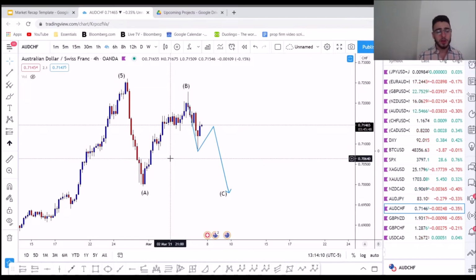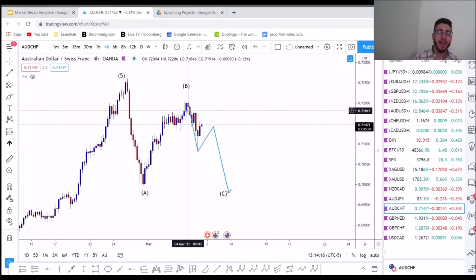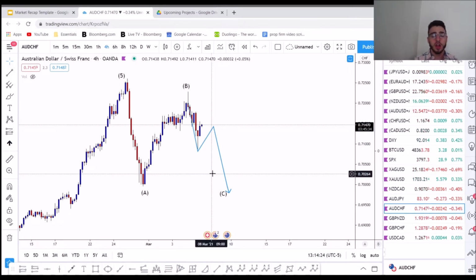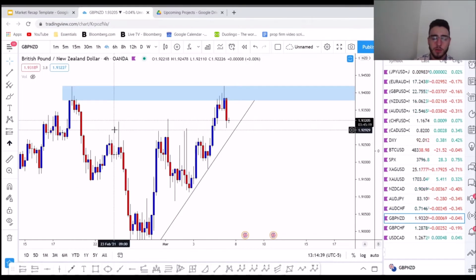As you can see here, we finished our 5 impulse wave, which then was followed by an A wave and a B wave, and as I said previously, we have 3 waves in our B wave. As you can see now, I think we just finished our first wave. We're coming up to finish our second wave, and then a further push down to finish the C wave, which means I am also bearish on AUDCHF, and both of these pairs do line up with our risk-off market sentiment as well. So here we are on GBPNZD.